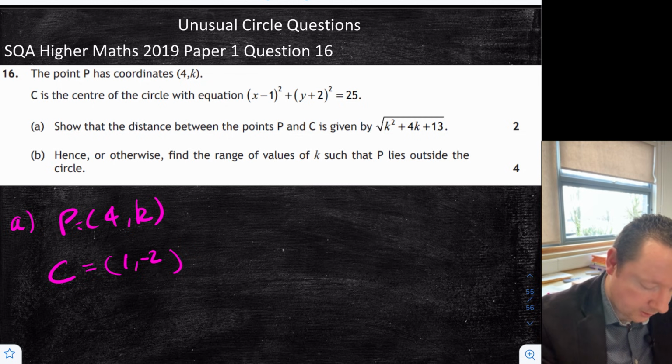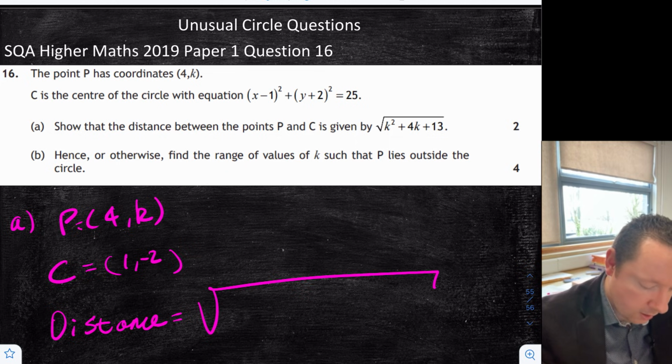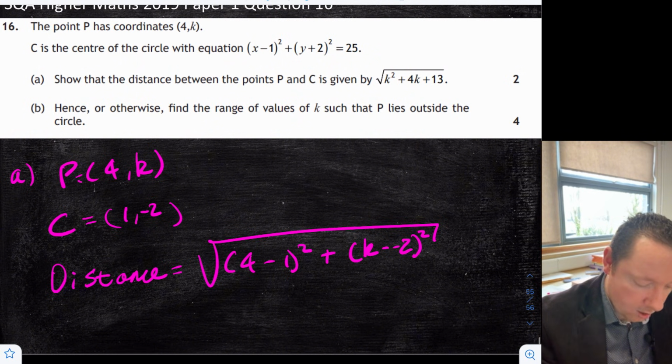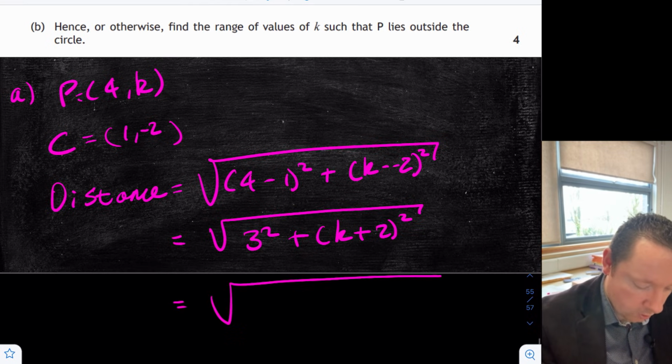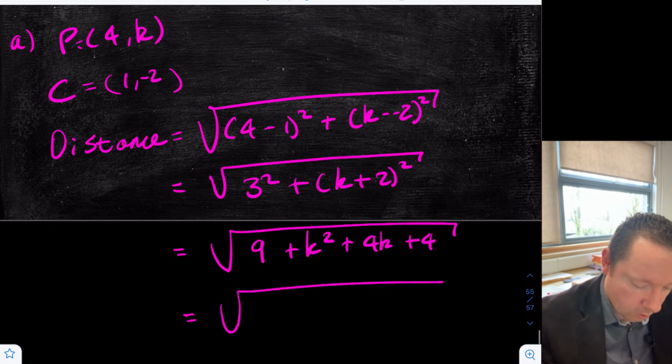So we can work out the distance between them. That is going to be the square root of the difference in the x's, 4 minus 1 squared, plus the difference in the y's, k minus -2 squared. Tidying that up, we get the square root of 3 squared plus k plus 2 squared. That equals the square root of 9 plus k squared plus 4k plus 4, which equals the square root of k squared plus 4k plus 13 as required.